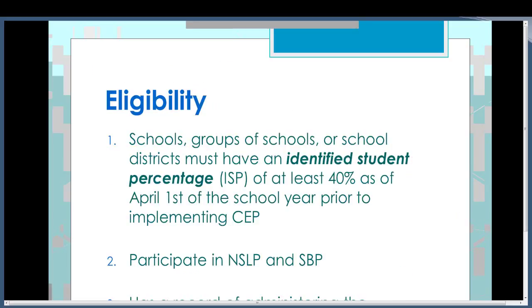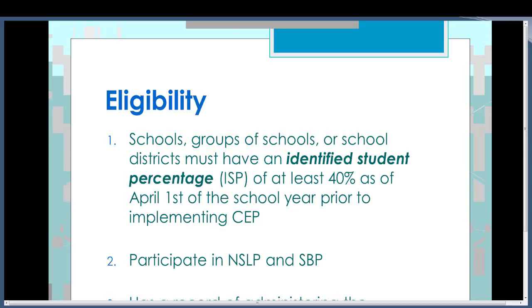So now we'll get into the details. Eligibility for CEP is based on the percentage of identified students who are enrolled. That's a new term. Identified students are children who are directly certified or categorically eligible for free meals because they participate in another assistance program. So basically, that's any time a child is certified without a household application.